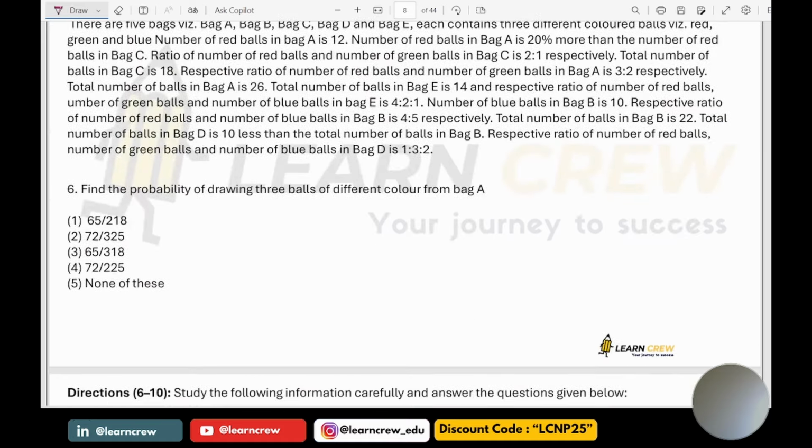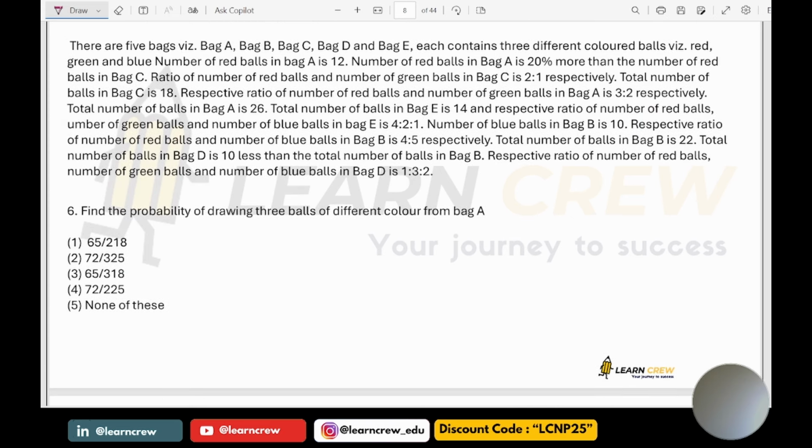The next. Please see here. There are 5 bags A, B, C, D, E. Each contains 3 differently colored balls: red, green and blue. Number of red balls in bag A is 12. Number of red balls in bag A is 20% more than number of red balls in bag C. Ratio of number of red balls and number of green balls in bag C is 2:1. Total number of balls in bag C is 18. Respective ratio of number of red balls and number of green balls in bag A is 3:2. Total number of balls in bag A is 26.